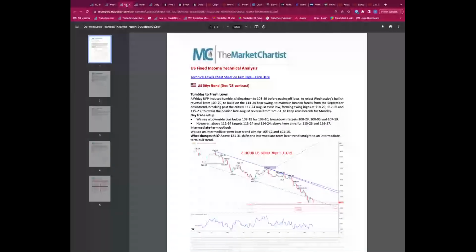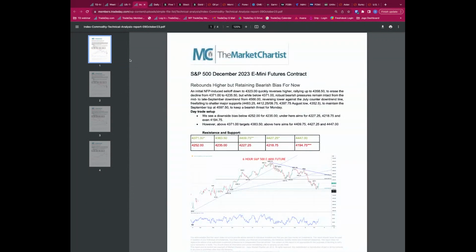I did say I'll revert to the US Treasury market. Now, this is something I've started to share, a new addition. If you go to the technical analysis section on the page that you're on right now, normally I share this document every day. You get this document every day. I've renamed it now because we've got this second document. I've renamed this one the Index Commodity Technical Analysis Report.